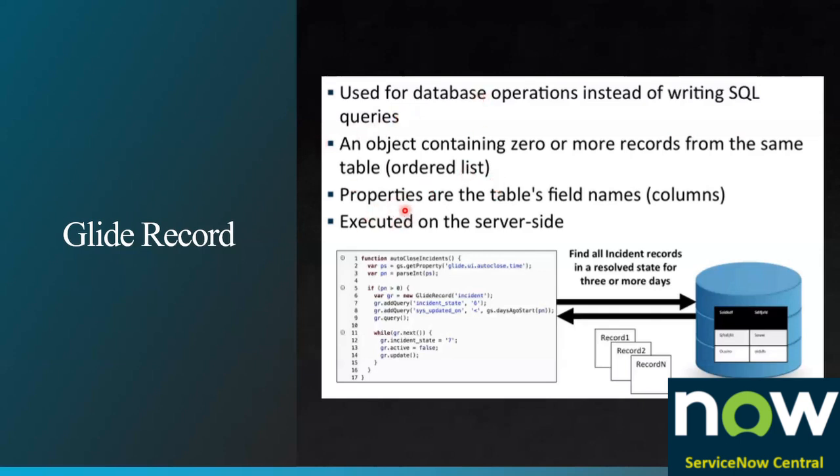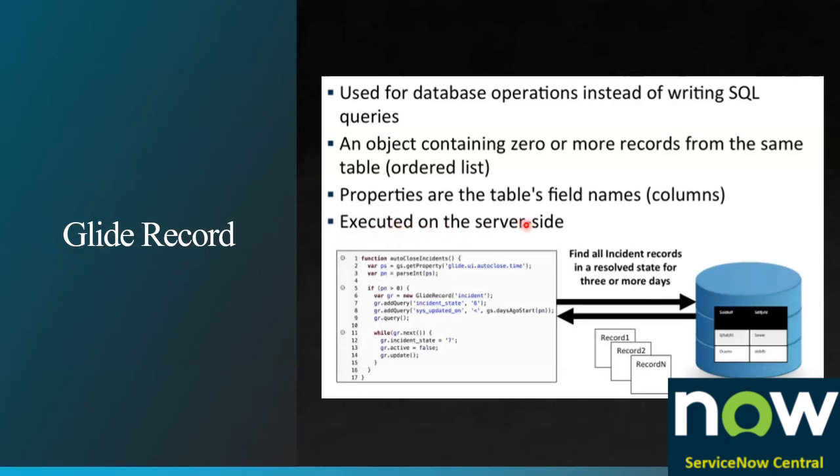Properties are table's field names, columns. What does this mean? We know that within ServiceNow everything is stored in the form of tables and columns. The fields which we see on the form are nothing but table columns, correct? So in order to fetch those, build conditions, or update those particular fields on my form, I can utilize GlideRecord.